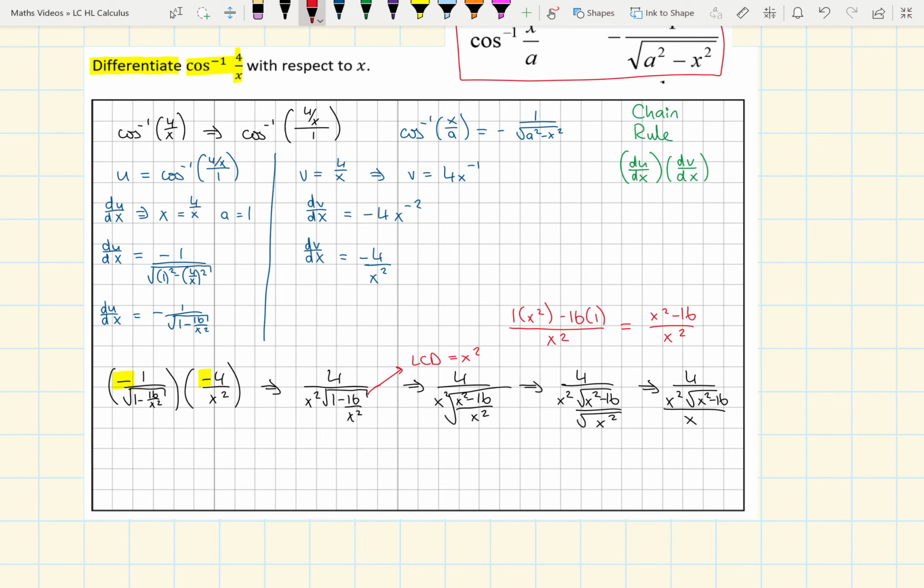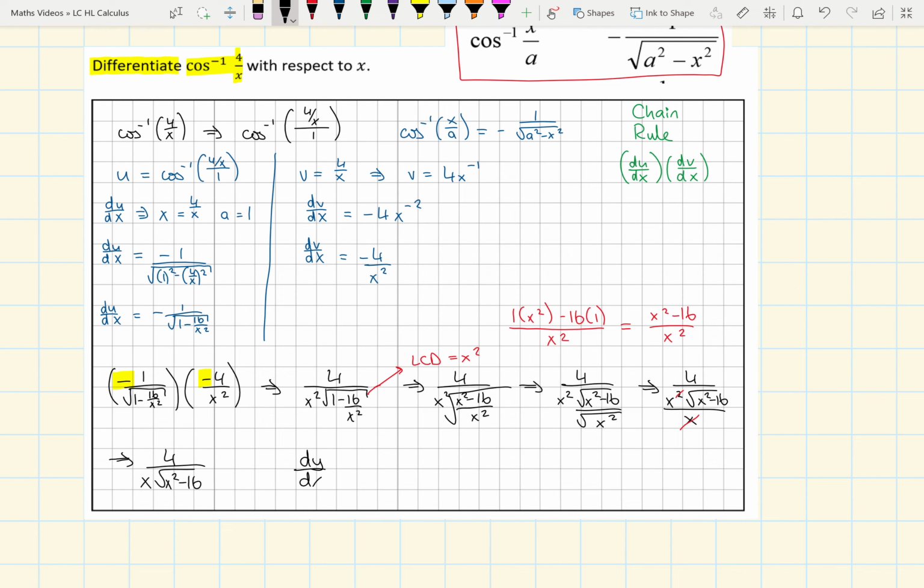So what's going to happen then is our x squared here will cancel and my x will cancel. At the end I get 4 over x root x squared minus 16.